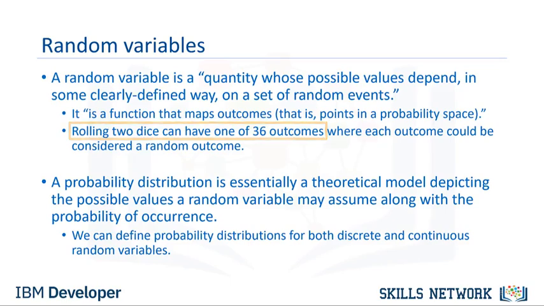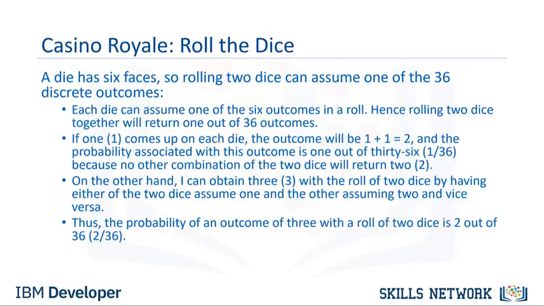where each outcome could be considered a random outcome. And a probability distribution is a theoretical model that depicts the possible values any random variable may assume, along with the probability of its occurrence. We'll define this more with examples using 2 dice. So consider 2 dice. A die has 6 faces. If you roll 2 dice, it can assume 1 out of 36 discrete outcomes.